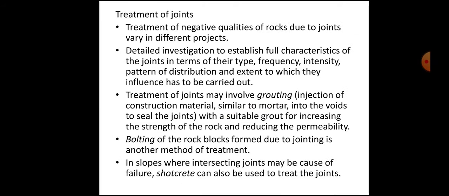Treatment of negative qualities of rock due to joints varies in different projects. Detailed investigation to establish full characteristics of the joints in terms of their type, frequency, intensity, pattern of distribution, and extent to which they influence has to be carried out. Treatment of joints may involve grouting, injection of construction material similar to mortar into the voids to seal the joints with a suitable grout for increasing the strength of the rock and reducing the permeability. Bolting of the rock blocks formed due to the jointing is another method of treatment. In slopes where intersecting planes may be a cause of failure, shotcrete can be used to treat the joints.